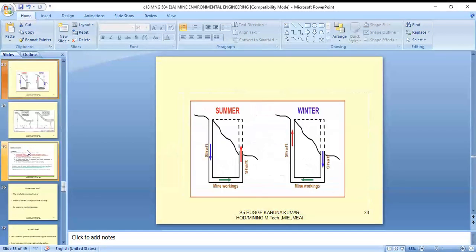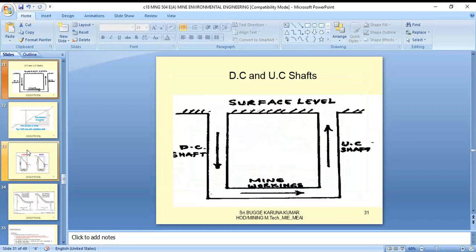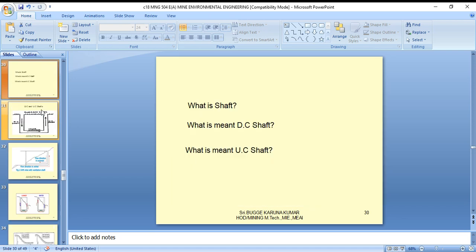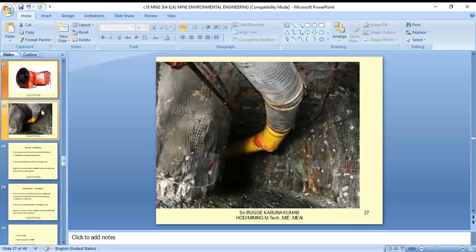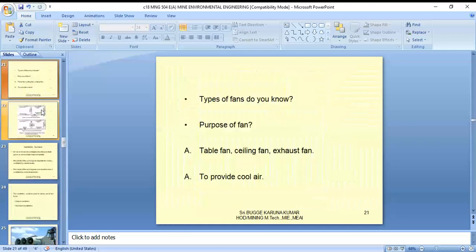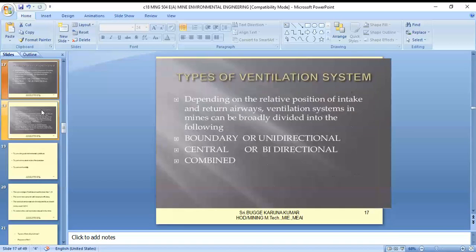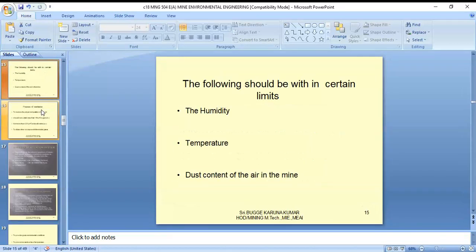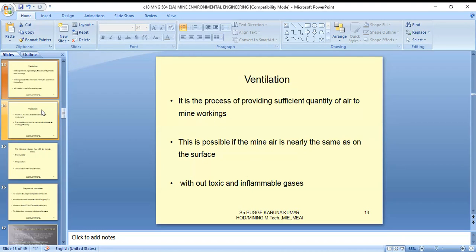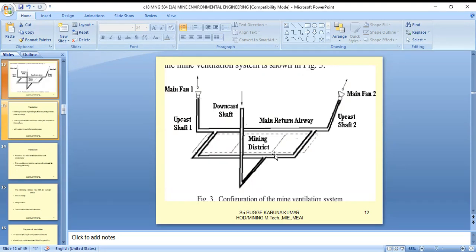Similarly, downcast and upcast shafts: the shaft through which air goes down is the downcast, and the shaft through which air goes outside is the upcast. For the entire mine working, the distribution system must meet our conditions, that means humidity and temperature should be maintained at comfortable, adequate levels in the mine area, with the air distributed properly by applying scientific methodology.